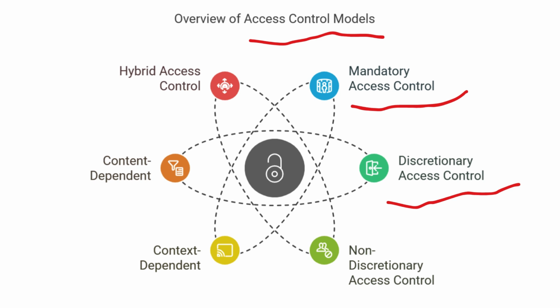The owner of the file or resource has full control over who can access it and what they can do with it. The key features of DAC are that the users control access permissions. It is the most flexible model. And it is also the most vulnerable to security risks.